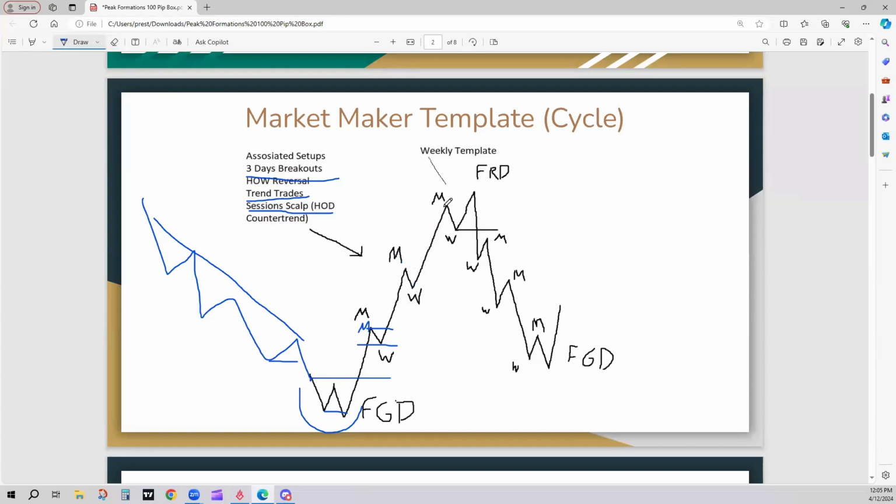Then once you get up to the high and you're in level 3, now I stop looking for long trades and I'm only going to look for a short trade. So I'm going to look for an M high of day, looking for the M high of week.